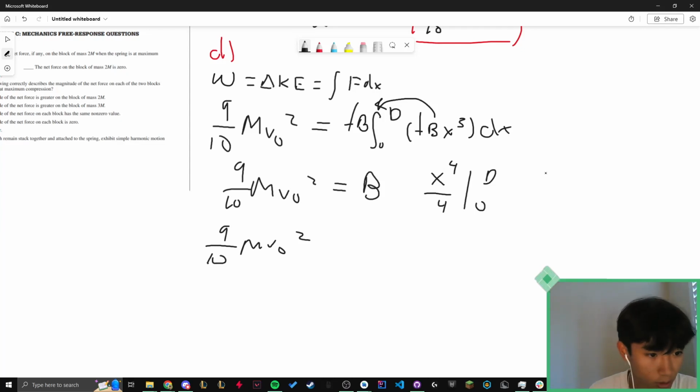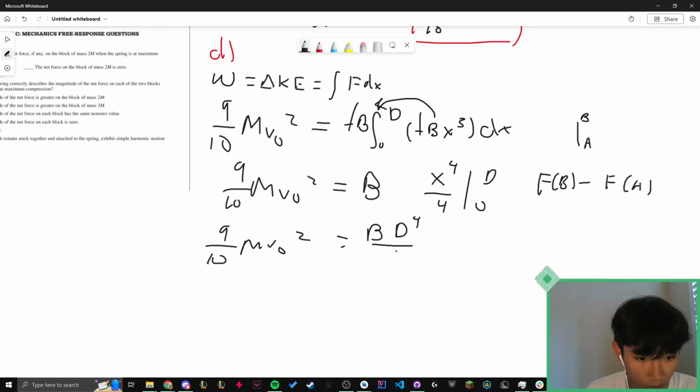Remember FTC, which is f of b minus f of a, as the integration limits go from a to b. So this would be d to the 4th divided by 4 minus 0 to the 4th divided by 4, and 0 is just 0, right? So that means we're just left with b times d to the 4th divided by 4. And all we have to do is solve for d now.